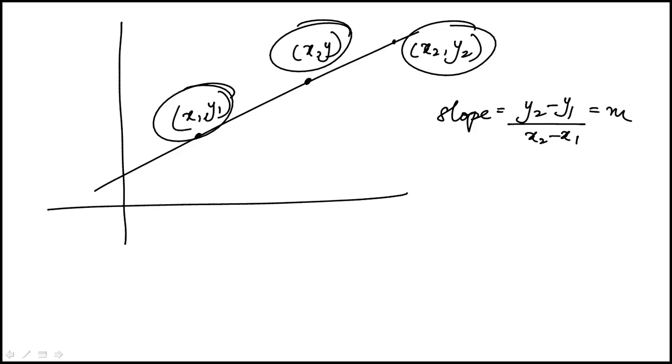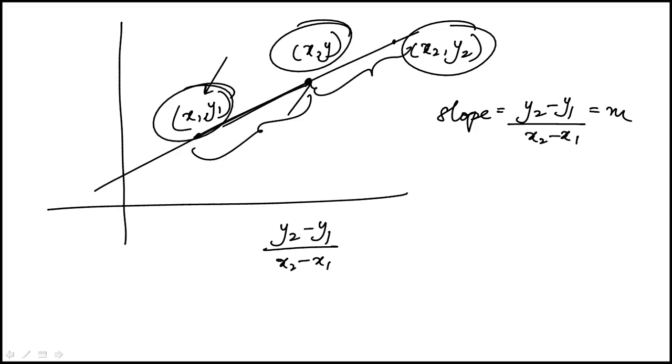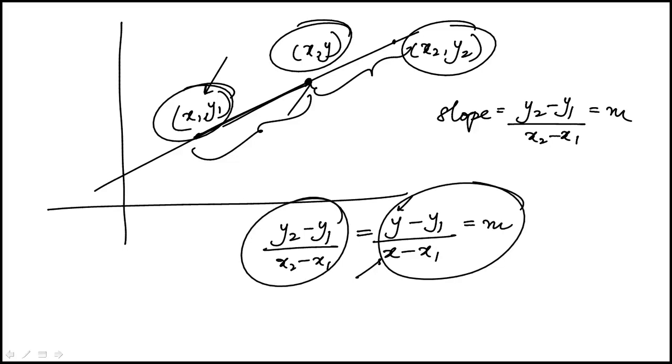And I know that if this point falls on the line, then when I connect that point to any of the points, it could be either that one or this one, I'm going to just choose that, then the slope of that line segment has to be the same. Because when you connect any 2 points on the line, the slope has to be the same. So this has to equal (y minus y1) over (x minus x1). Otherwise, this point would not fall on the line. And I'm going to call this m. So now I have this equation.